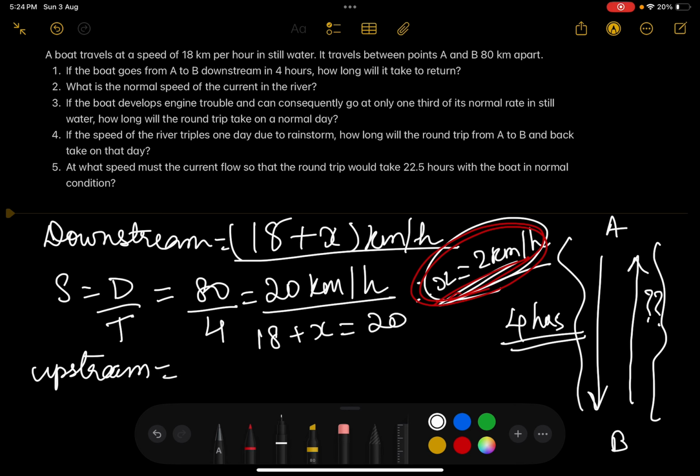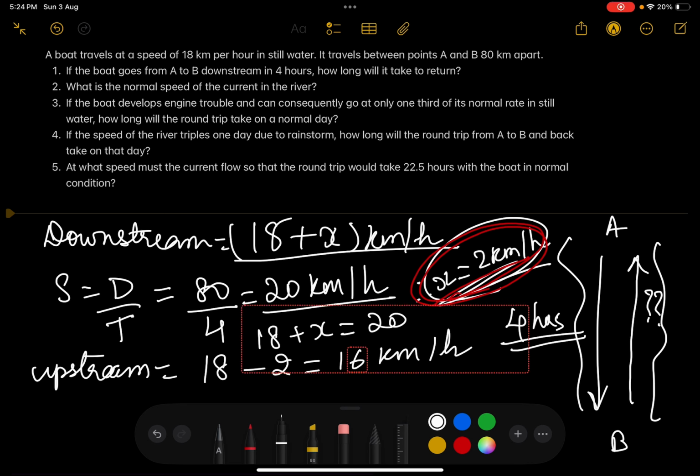What is upstream? The difference of the speeds, which is 16 km/h. Okay, so I hope this is clear. Now what will be this time to return? Basically from B to A, what is happening? We are returning, or we are going upstream, correct?